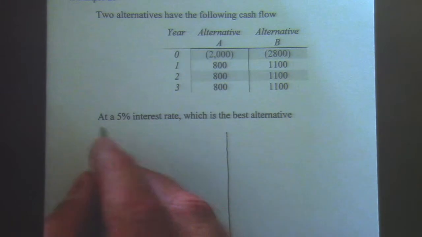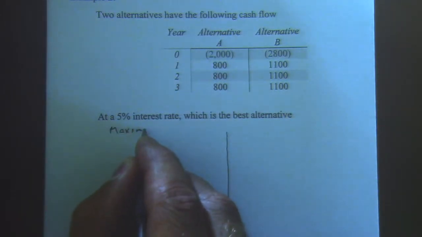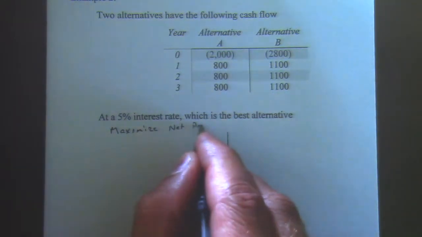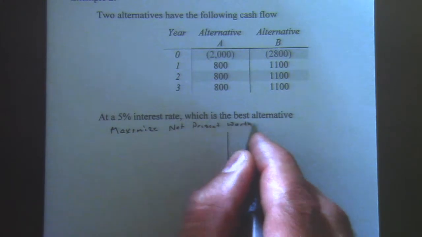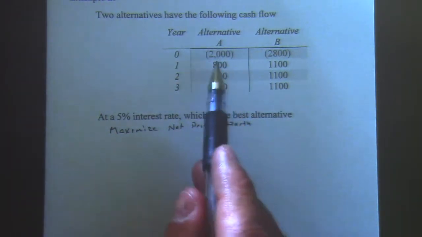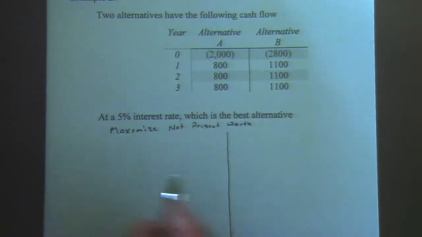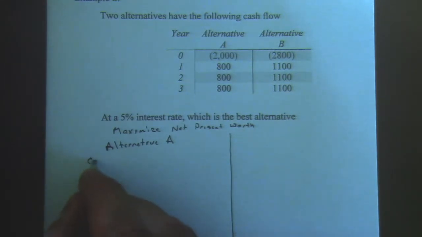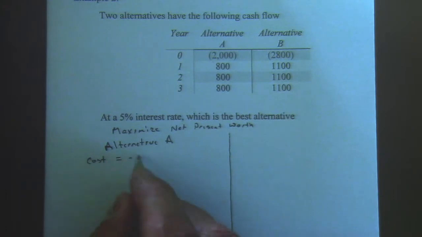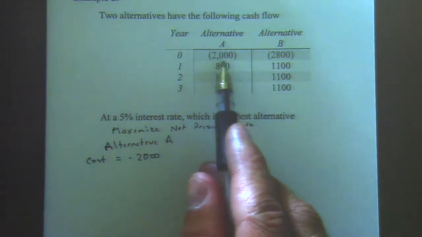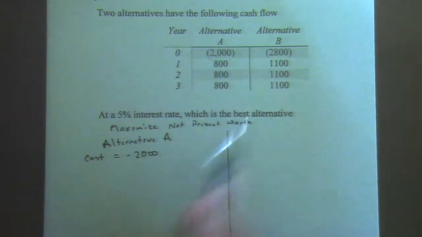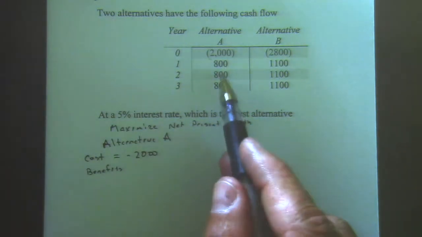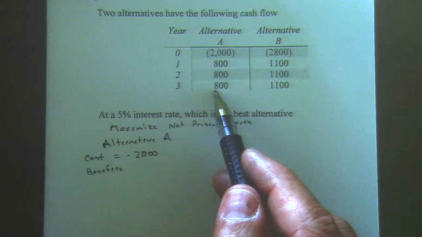Okay, so in this case, we're going to maximize the, let's see, what did they call that? The net present worth. That means that we're going to take the sum of the benefits and subtract the sum of the costs, okay? So what we can see for alternative A is that we've got a cost that's already in today's money. This is $2,000. Remember, if it's in parentheses, it means that it's a negative cash flow. Okay, and then we have some benefits. The benefits represent a uniform series, meaning that they have the same amount associated with them each year.